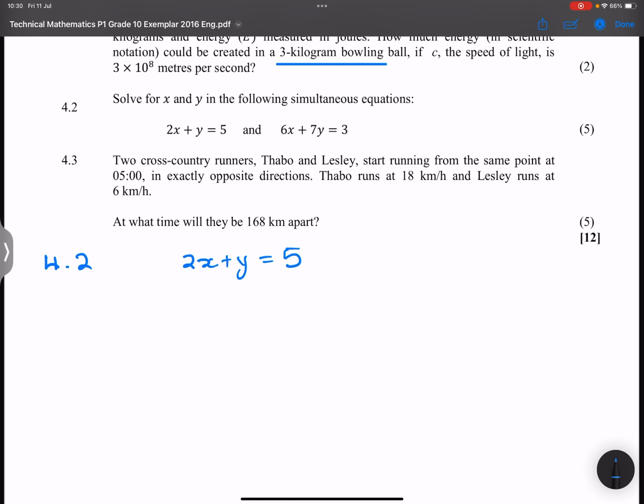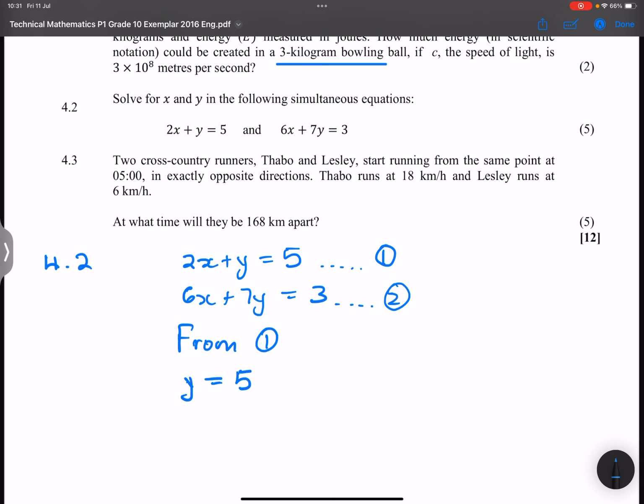Now if I look at equation, let's call this equation 1, and let's have 6x plus 7y equal to 3. Let's call that equation 2, right? So that's equation 1 and equation 2. So from equation 1, I see I've got a y there that I can make subject of the formula.